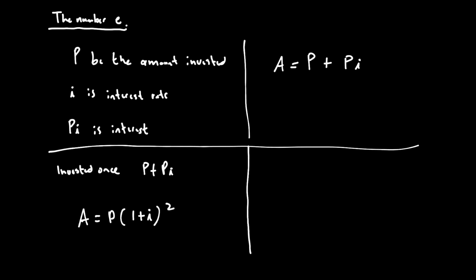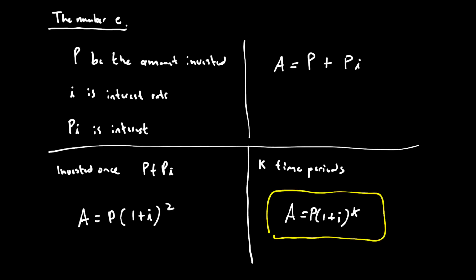And in general, we can follow this pattern. After k periods, the amount is going to be given by P times 1 plus I, which is raised to the k. And the thing to notice is that we can represent this as an exponential, where 1 plus I is the base of our exponential. And we can express this in a more concise formula called the compound interest formula.